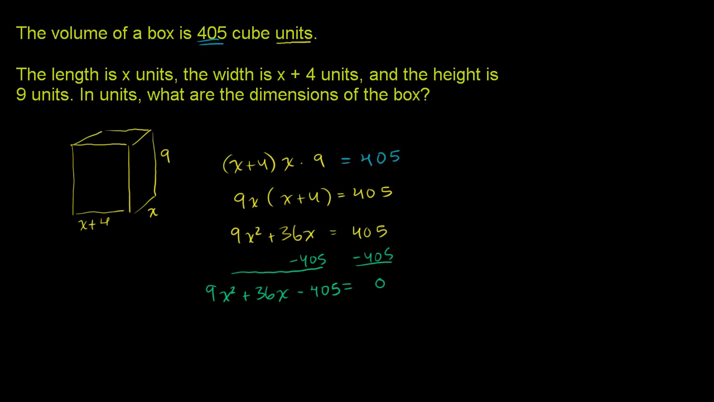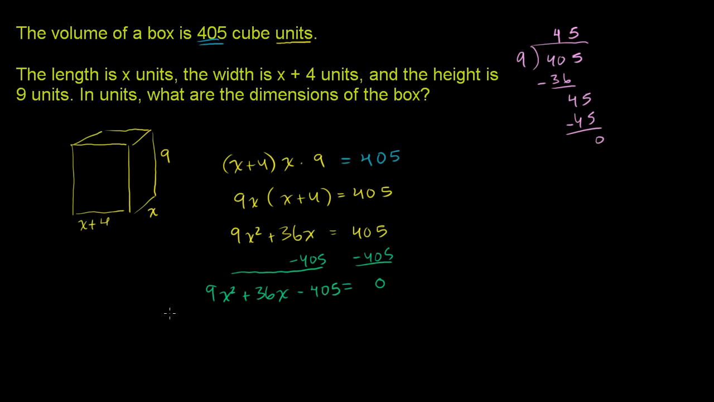Let's just figure out what 405 divided by 9 is. 9 goes into 40 4 times. 4 times 9 is 36. Subtract, you get 45. 9 goes into 45 5 times. 5 times 9 is 45. Subtract, you get 0. So it goes 45 times.